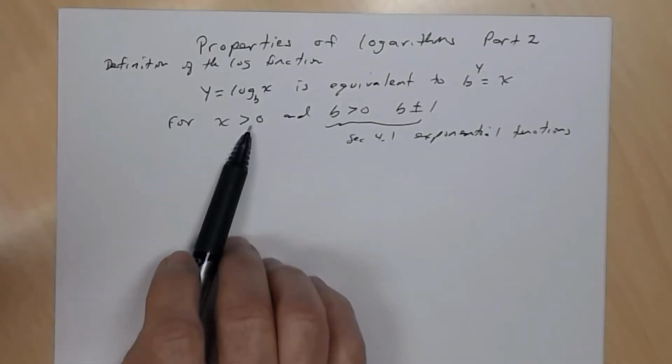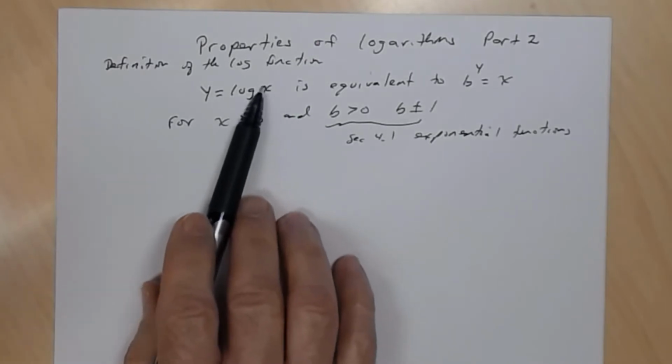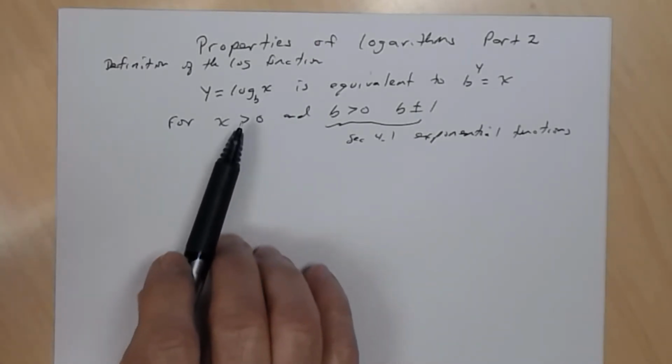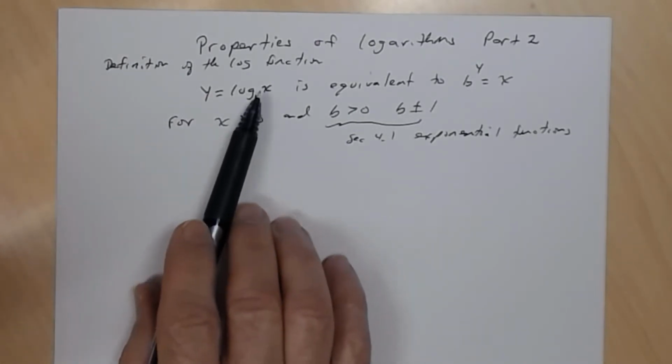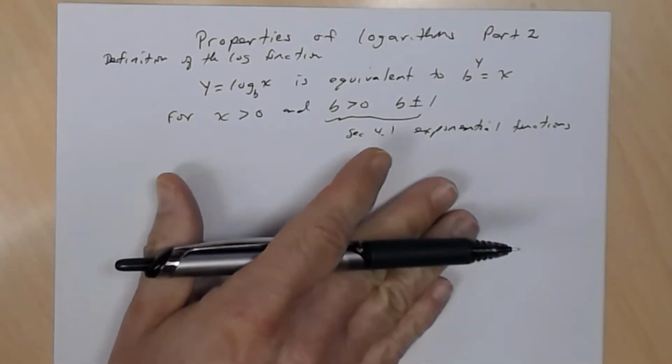Okay? And you're going to see that when you take the log of some value, that value right here has to always be a positive number. It won't be negative, and it cannot be 0 either. It must be positive. You're going to see this in a future lesson. Okay, now let's go back to this.